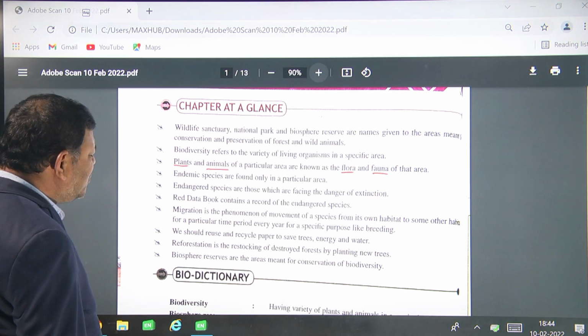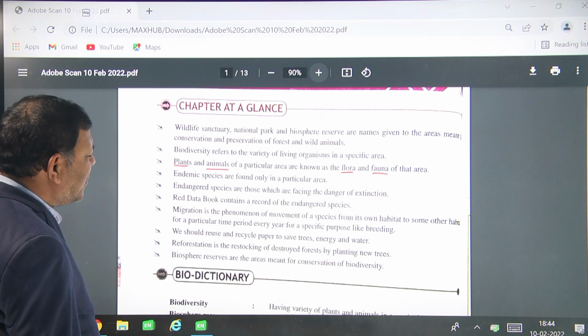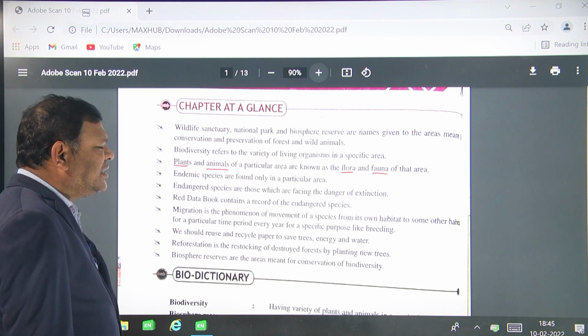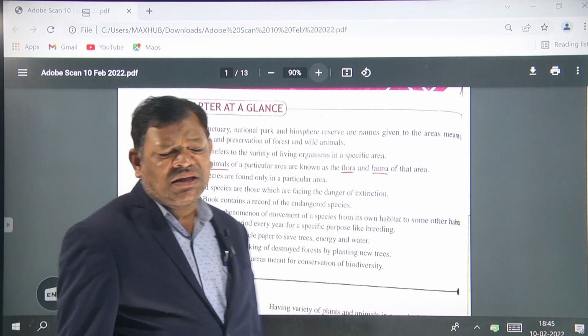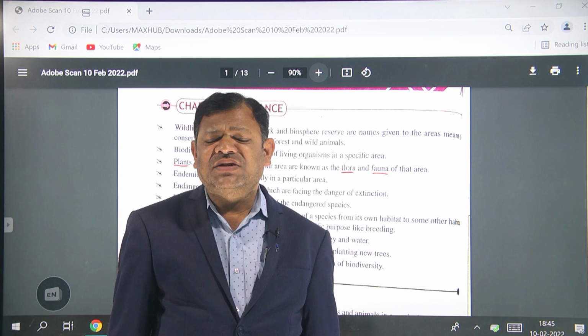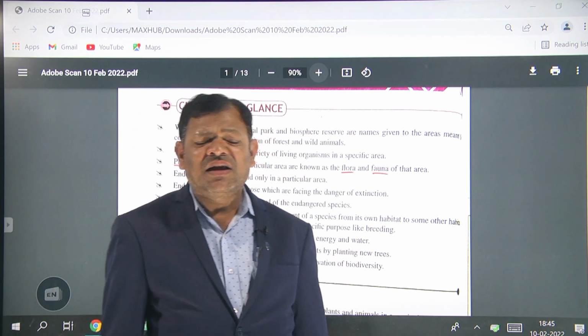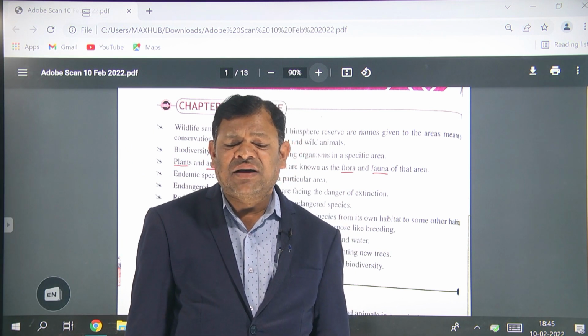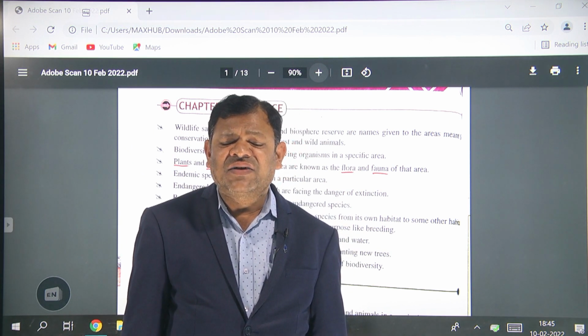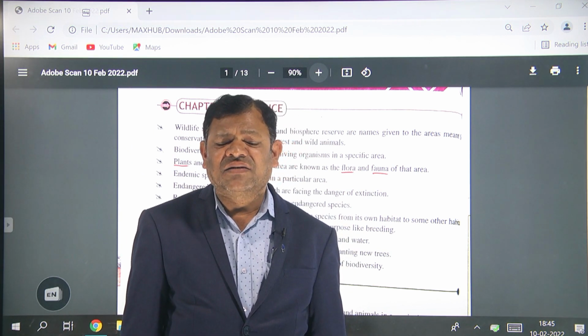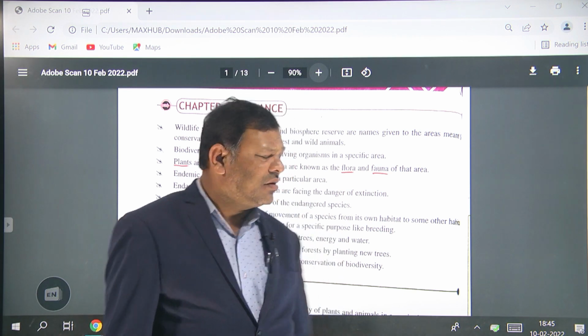Next, we should reuse and recycle paper to save trees, energy and water. Actually, nature has given us natural resources. Air is a natural resource. Water is a natural resource. Soil is a natural resource. Paper is a natural resource. We can save it. We can conserve it. We can preserve it.